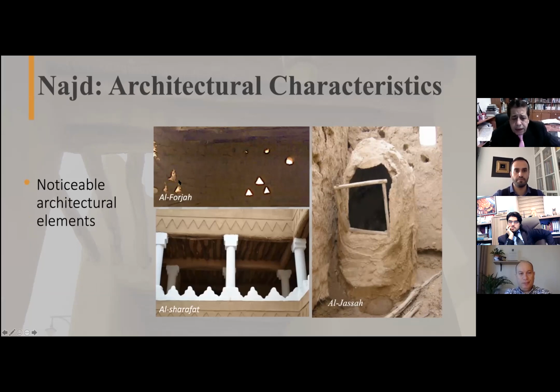Notable architectural elements: we see these openings, which are called al-forja, and this arcade in the upper floor is called sharafa, and this is jassa, where they keep the dates for a long time. And I was there once, like last year, and I heard that they found one of the jassas with fresh dates that dated back to like 300 years ago, and still in good condition.